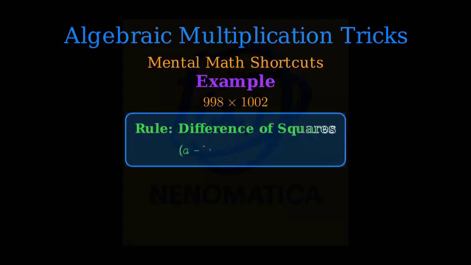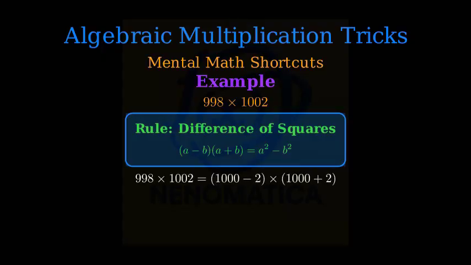Let me introduce you to the difference of squares formula. This states that when we have (a minus b) times (a plus b), it equals a squared minus b squared. Now, let's apply this to our example. First, we rewrite 998 times 1002 as (1000 minus 2) times (1000 plus 2). Next, applying our difference of squares formula, we get 1000 squared minus 2 squared.